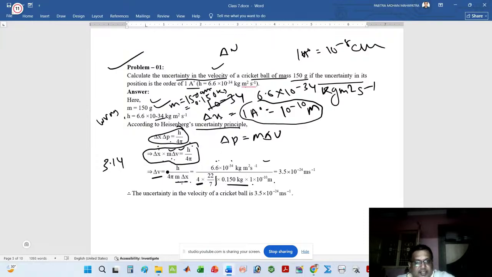So here I can finally say that del v is equal to 6.6 into 10 to the minus 34 kg into meter square second inverse divided by 4 into 22 by 7 into 0.150 kg into 1 into 10 to the minus 10 meter. Now solve this. After solving, you can find 3.5 into 10 to the minus 24 meter per second. So here I can say that the uncertainty in velocity of the cricket ball is 3.5 into 10 to the minus 24 meter into second inverse.